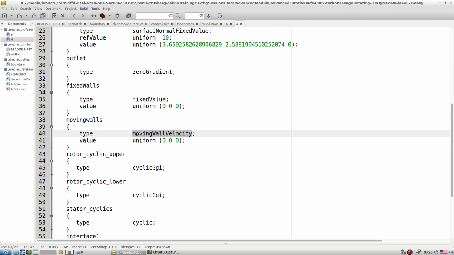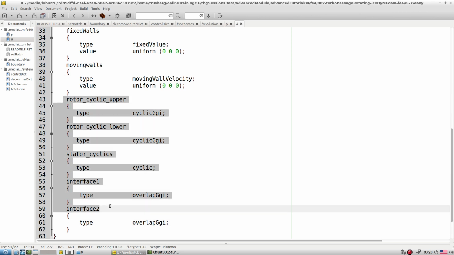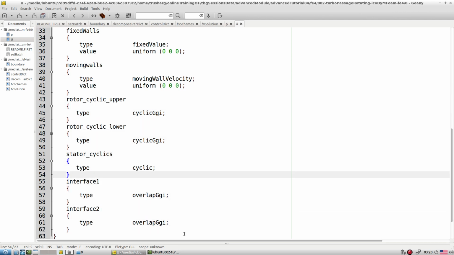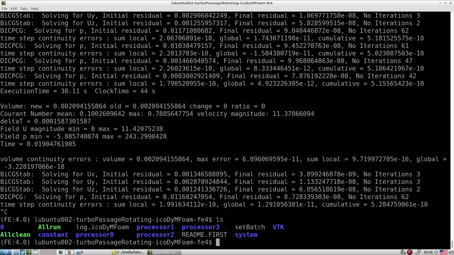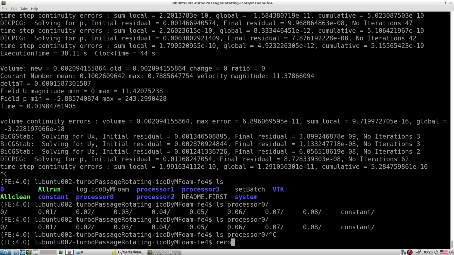In the last discussion I told you about these boundary conditions. We have a couple of options for the moving wall. When we talk about the moving wall velocity, we retain only the normal component with respect to that moving wall, so that is what we use. Then at all other places we have cyclic GGI, cyclic, or overlap GGI. These are all the boundary conditions we have, and with their help we are able to run the case. Now let's see how many backup files we have inside the processor directories. Let's try to reconstruct the case in parallel.